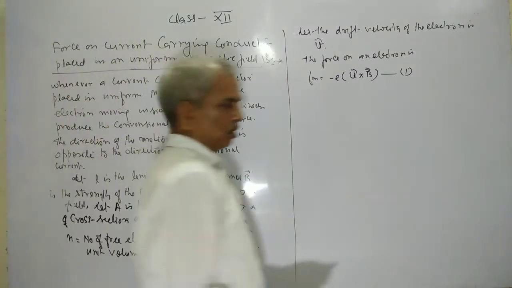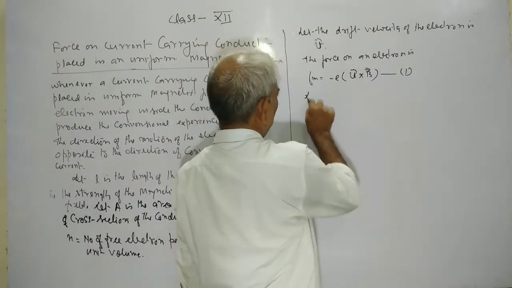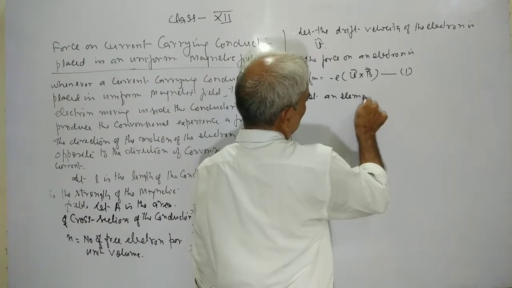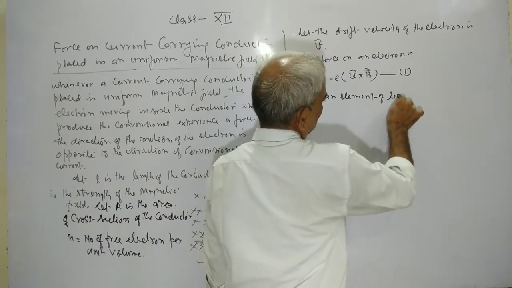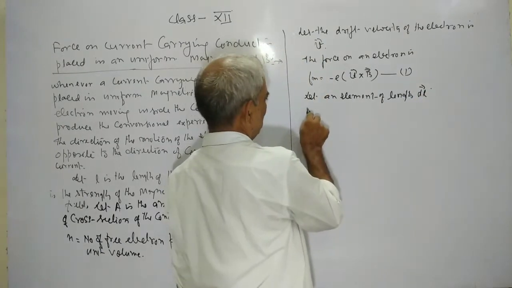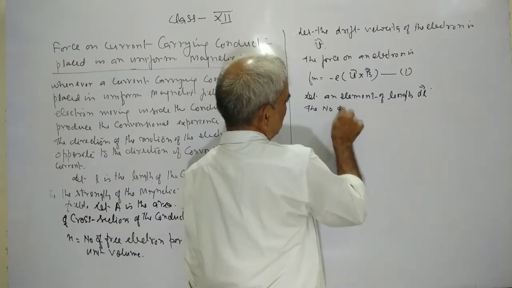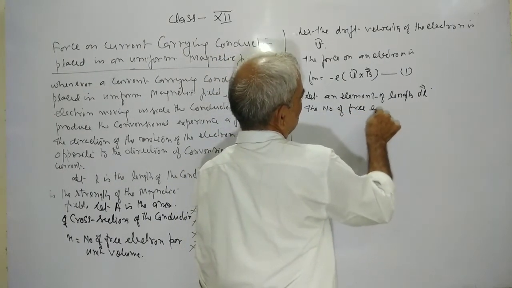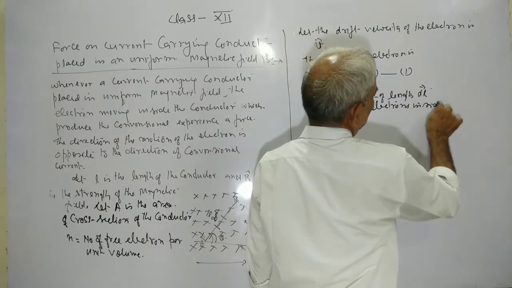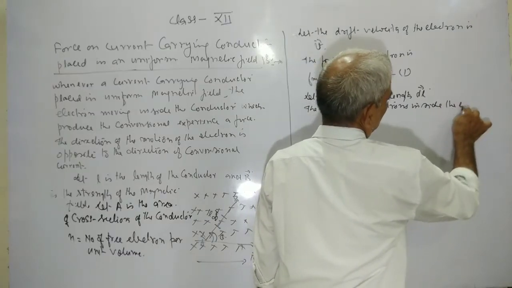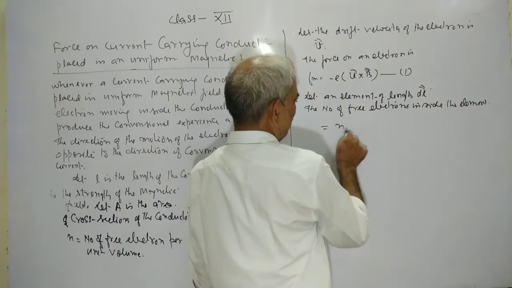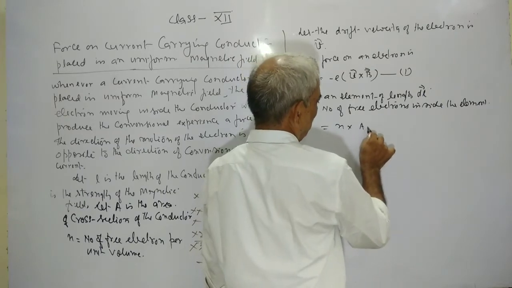Now consider an element of length dl. The number of free electrons inside the element is equal to n into the volume A dl.